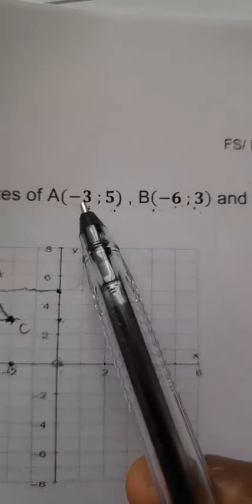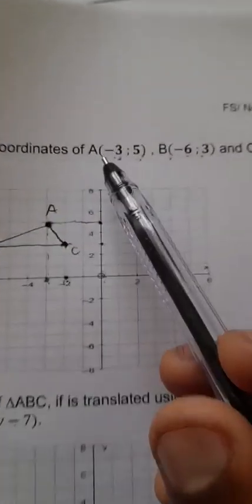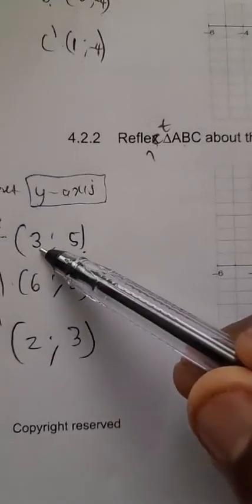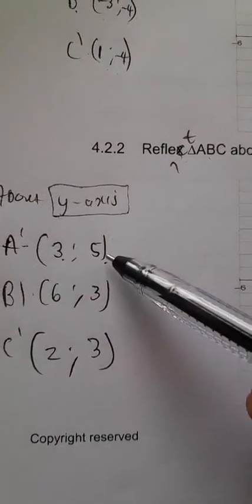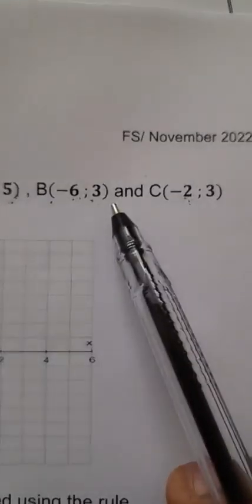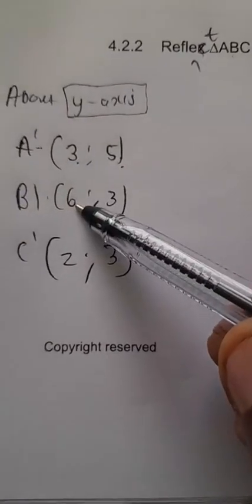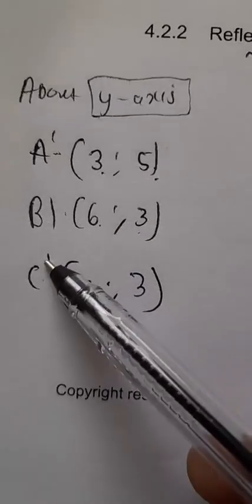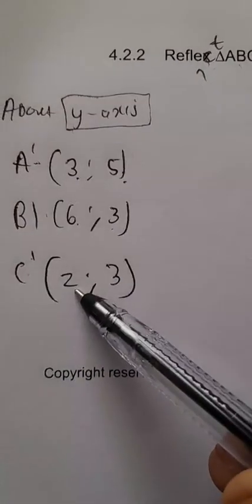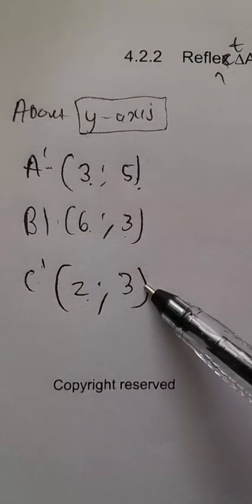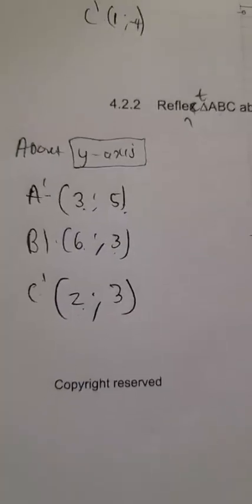Okay. So as you can see, -3 and 5, reflection in the y-axis has led us to writing the new image of A as +3 this time round, and the 5 has stayed the same. What about B? We had -6 and 3, but reflection along the y-axis means -6 changes to +6. But what about y? Y stays the same. Then last but not least, the image of C, -2 and 3, the new image, x changed to +2, but the y stayed the same. Does that make sense, guys?